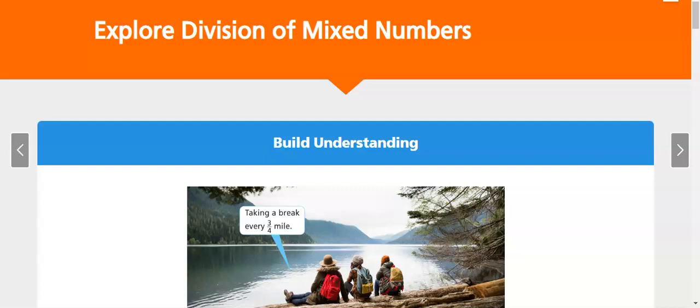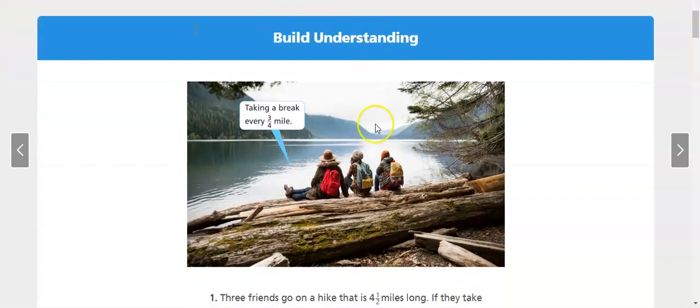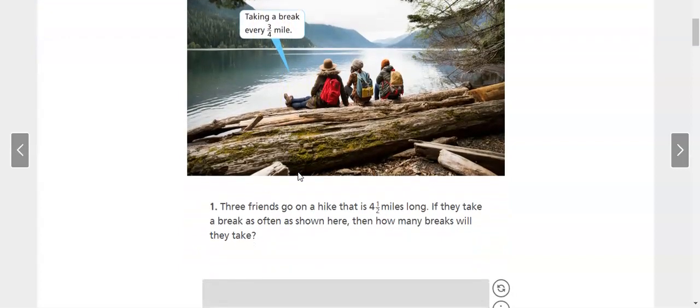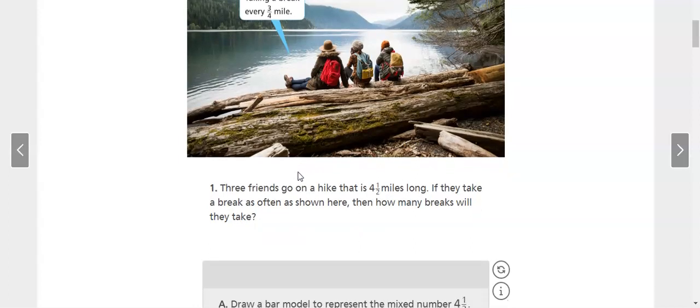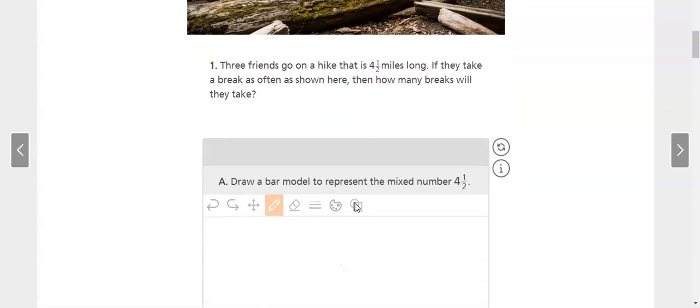We're in Module 3, Lesson 3, Explore Division of Mixed Numbers. So here's some people taking a break during their hike, and they take a break every 3/4 of a mile. These three friends go on a hike that is 4.5 miles long. If they take a break as often as shown here, then how many breaks will they take? They want us to draw a bar model to represent the mixed number 4.5.